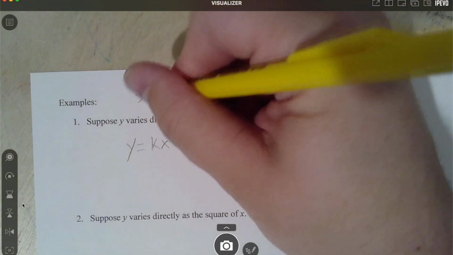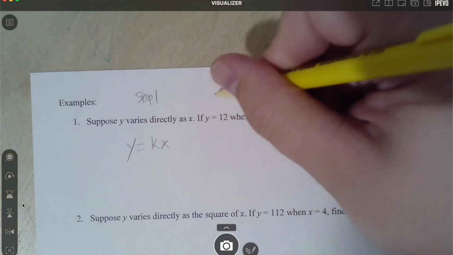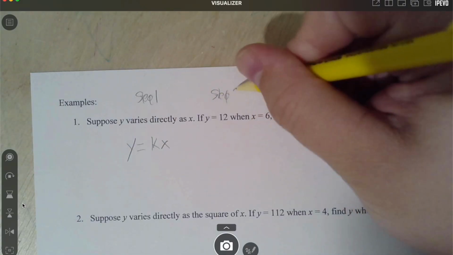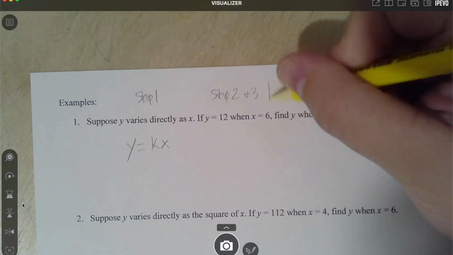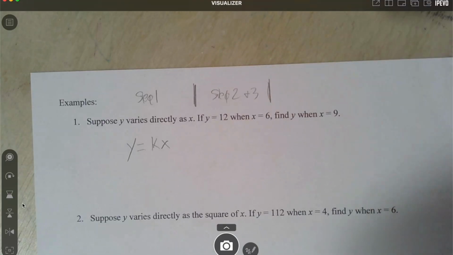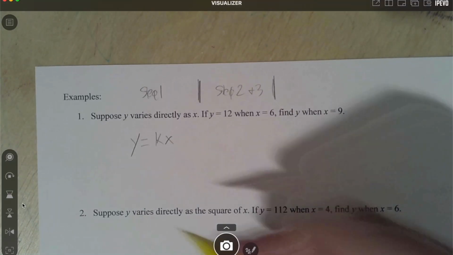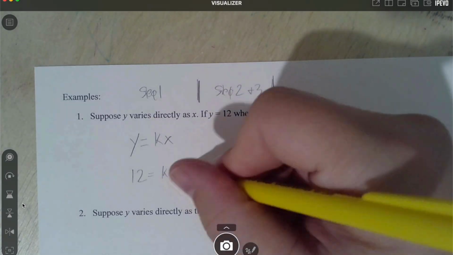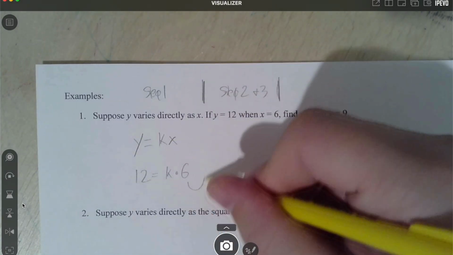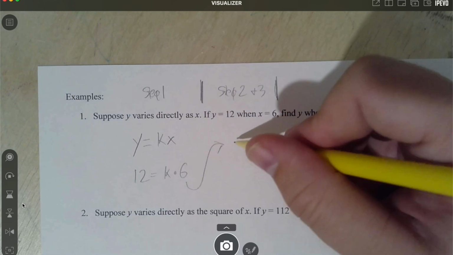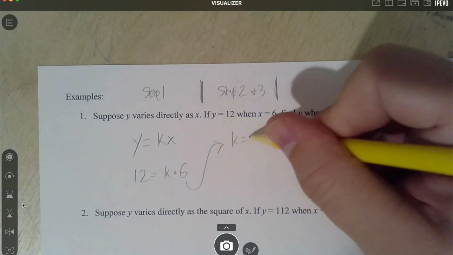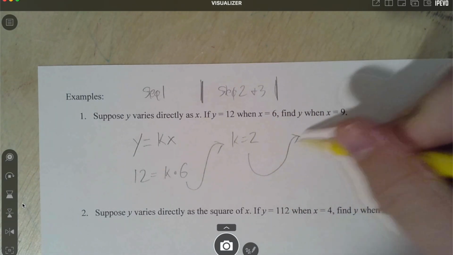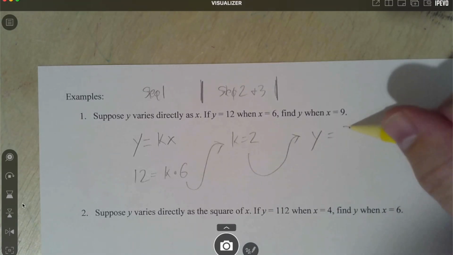So here's step 1, here's step 2, and 3. Right, we're only just reading from right there to right there. So for step 2 and step 3, we have 12, we have now k times 6. So guess what? I now end up getting k equals 2. So now I've got y equals 2x.